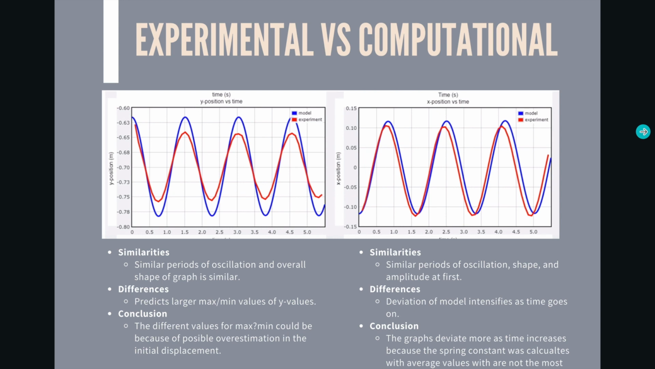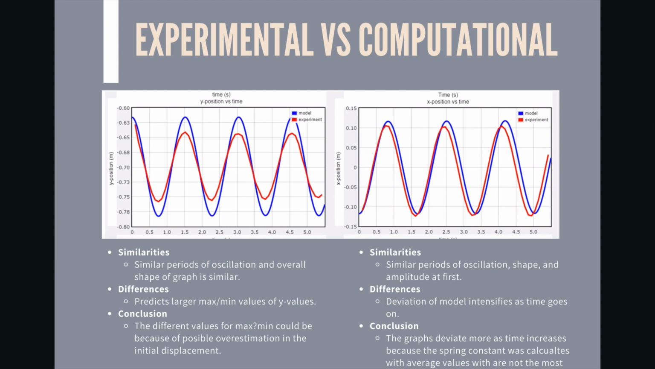Okay, so now comparing the two that we got, the experimental versus the computational. The similarities are that there are similar periods of oscillation and the overall shape of the graph is similar. The difference is that the model predicts larger maximum and minimum values in the y direction. So in conclusion for this one, the different values for the maximum and minimum could be because of possible overestimation in the initial displacement.